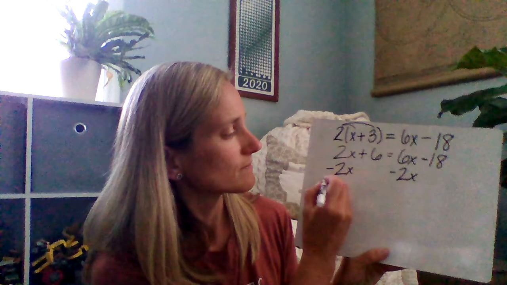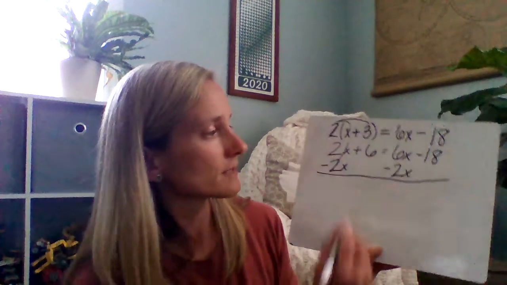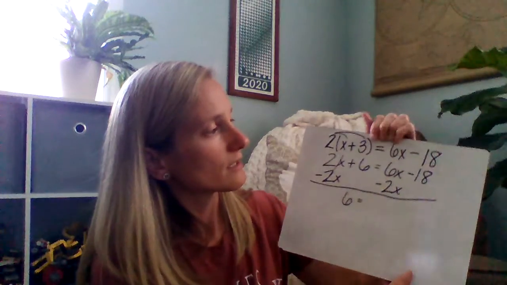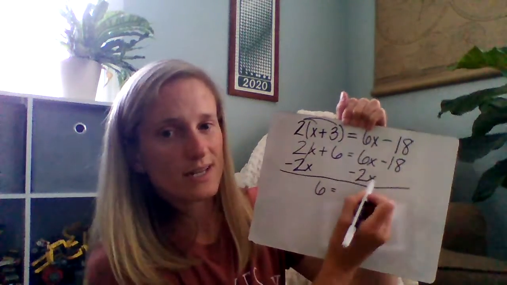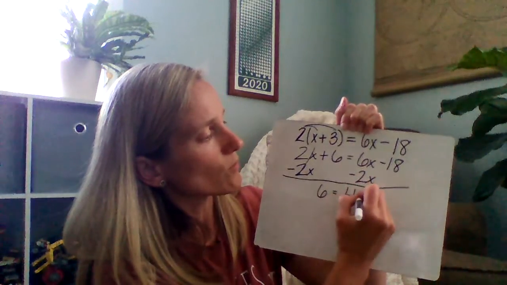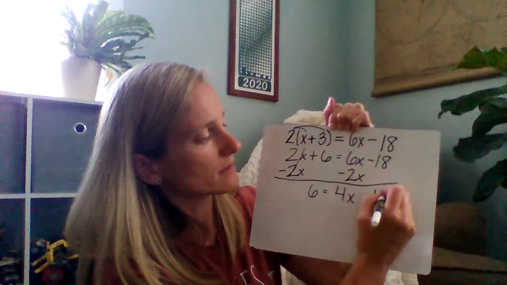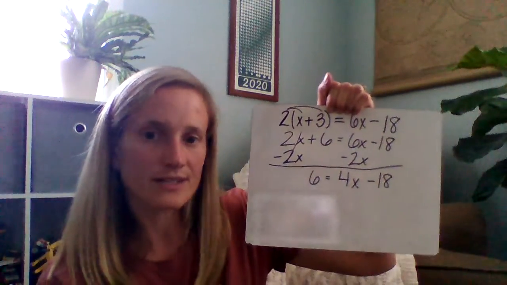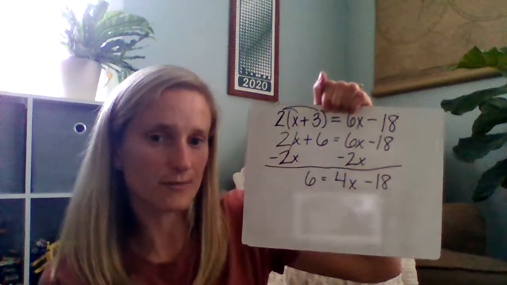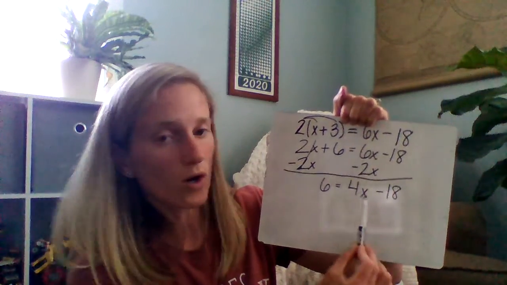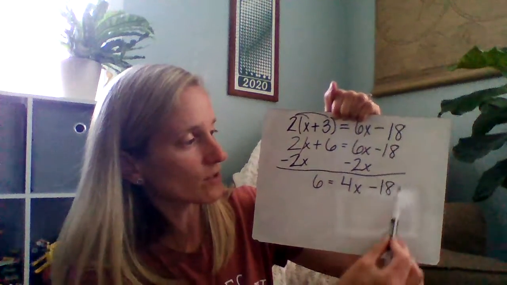All right, so now the two x's cancel each other out. And I've got 6 is equal to 6x minus 2x. I'm just subtracting the coefficients, so 6 minus 2 is 4. So this will be 4x minus 18. So all the x's together, I have only one x term on one side of my equation. But I really want this x term to be all by itself. I don't want anything else going on near it.